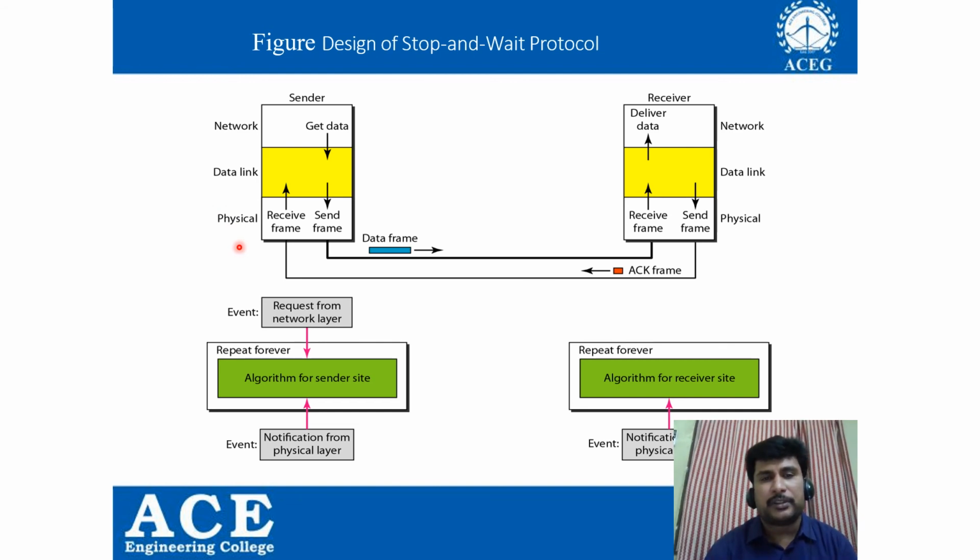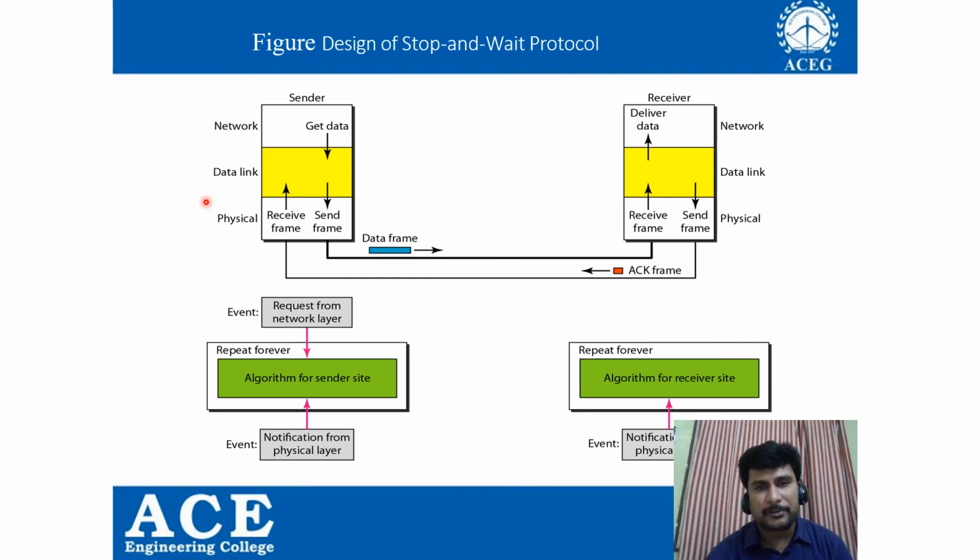If you observe here, first the data link layer of the sender generates a frame and sends it, then stops sending the next frame and waits for the acknowledgement. Only after receiving the acknowledgement from the receiver does it send the next frame. That is the reason why we call this particular protocol the stop and wait protocol.